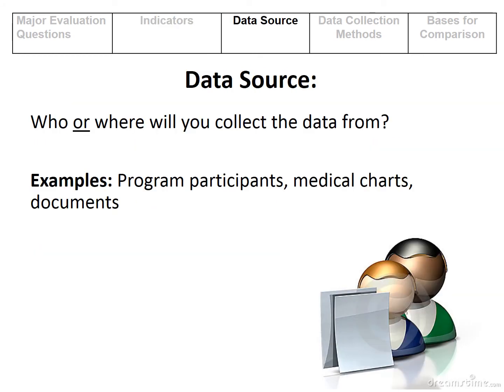Next, for each major evaluation question listed, you need to list who or where you will collect the data from. Examples of data sources include program participants, medical charts, attendance records, program documents, or anything else that will assist you in answering your major evaluation questions. There may be more than one data source for each major evaluation question.